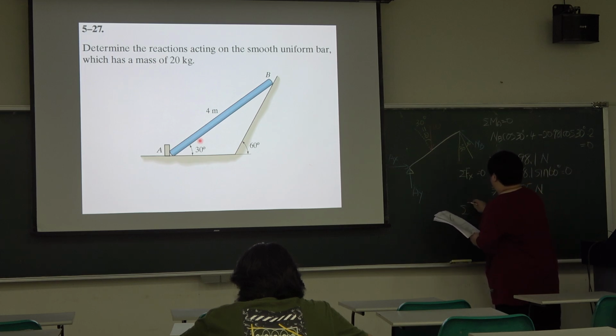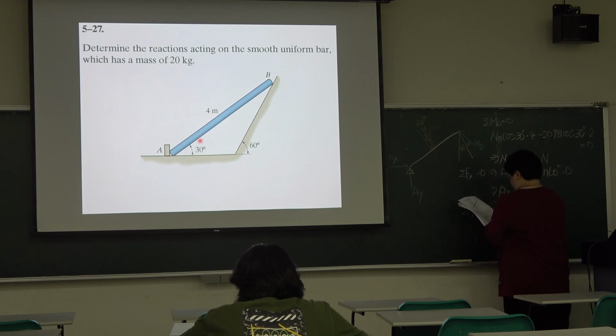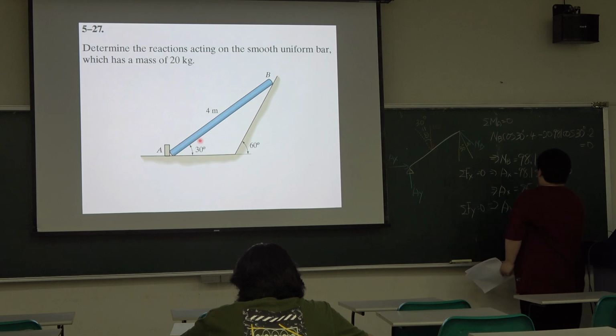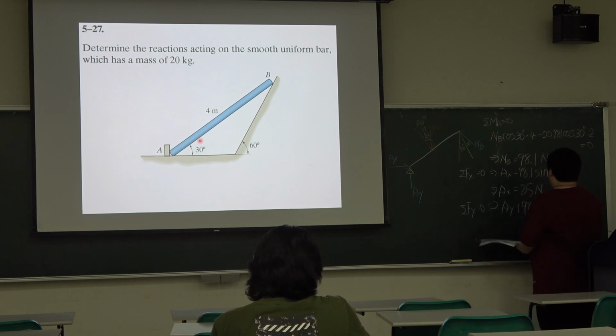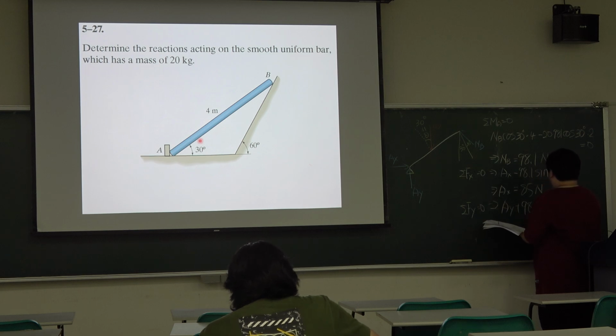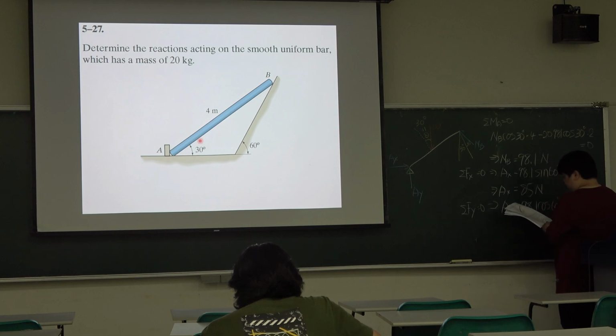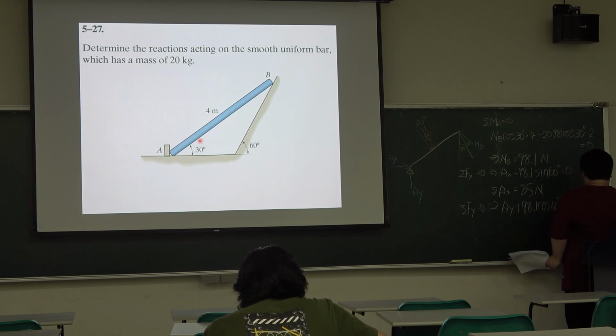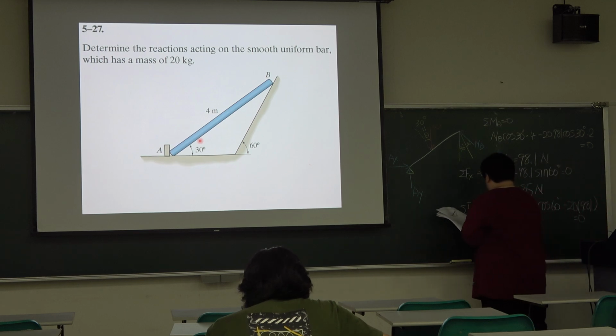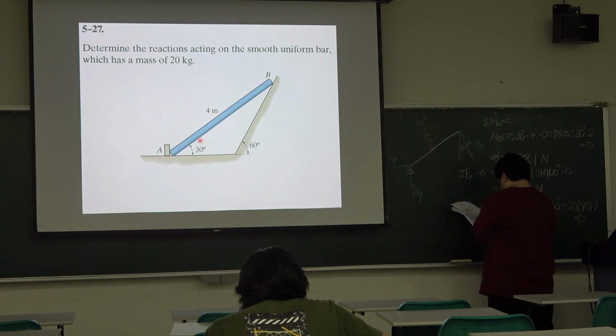Then the summation Fy equal to 0. The Ay plus the weight force y direction sine 60, then minus the force, is equal to 0. So the Ay is equal to 147 Newton.